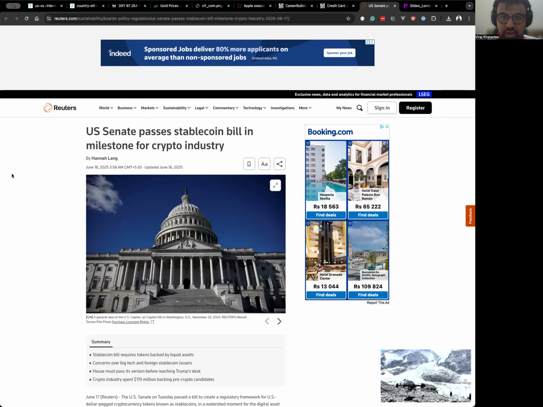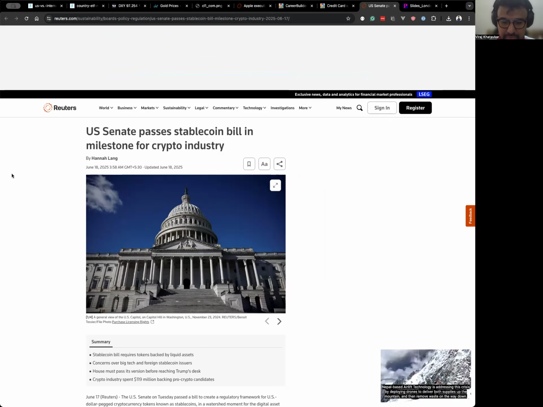But now stable coins are also going to be equal to digital dollars. So stable coins are basically cryptocurrencies that are supposed to be worth $1 each. So one stable coin is equal to $1. The law says that these stable coins can be made by companies, but they must keep real dollars in the bank to back them up.